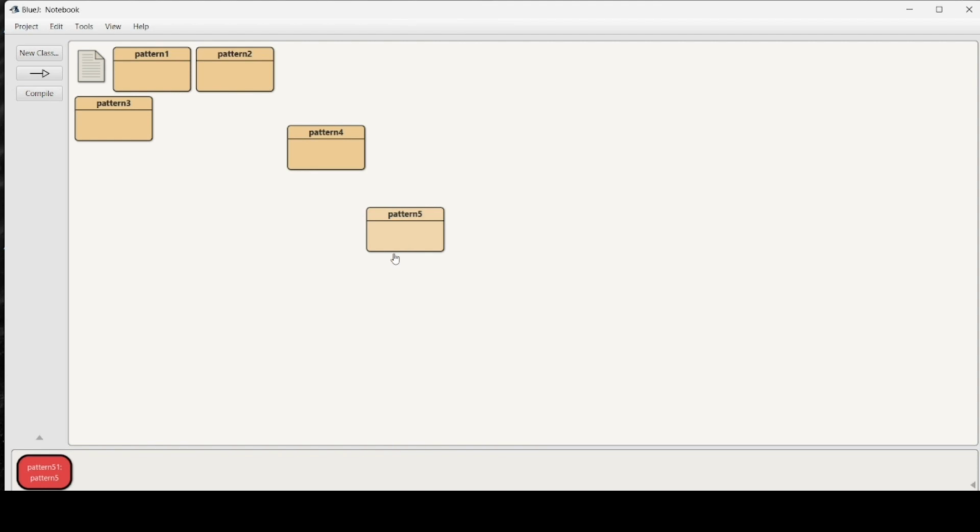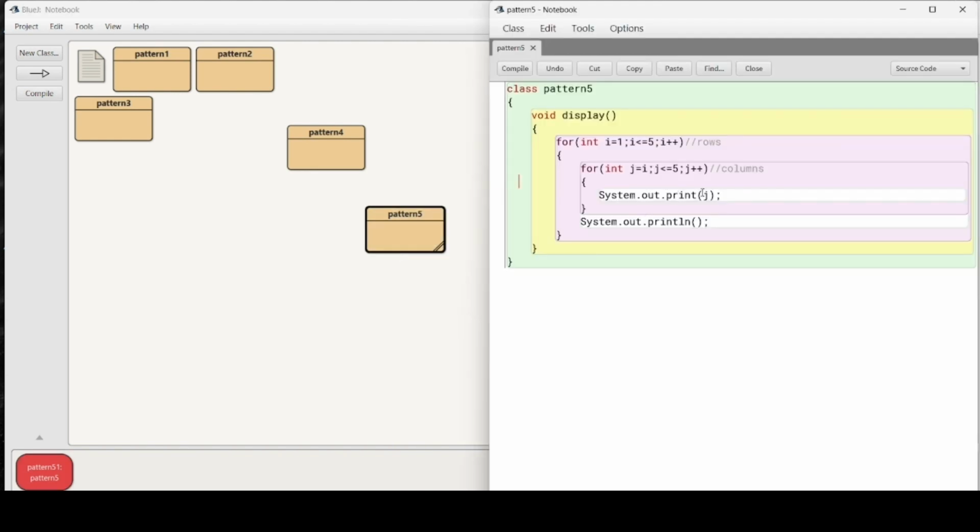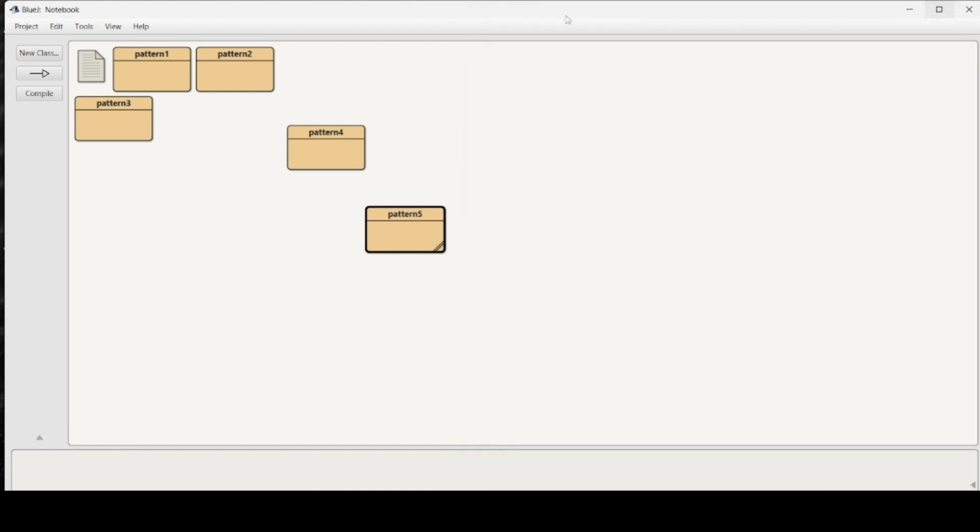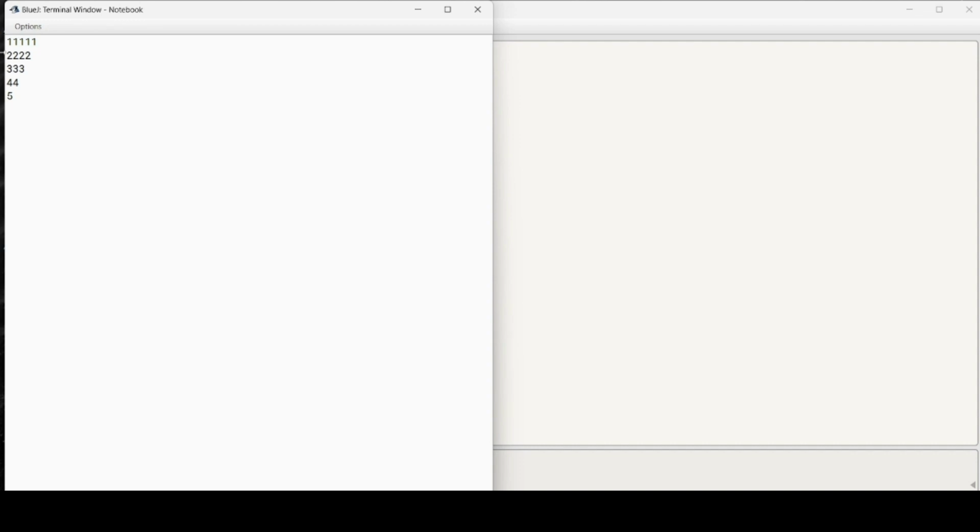Let's check one special case or one error which might happen. System.out.print(i), so printing i instead of j. Then let's check the difference. So it's 1 1 1 2 2 2 3 3 3 4. So it's also another kind of sum which we might get in the question or in the exam.